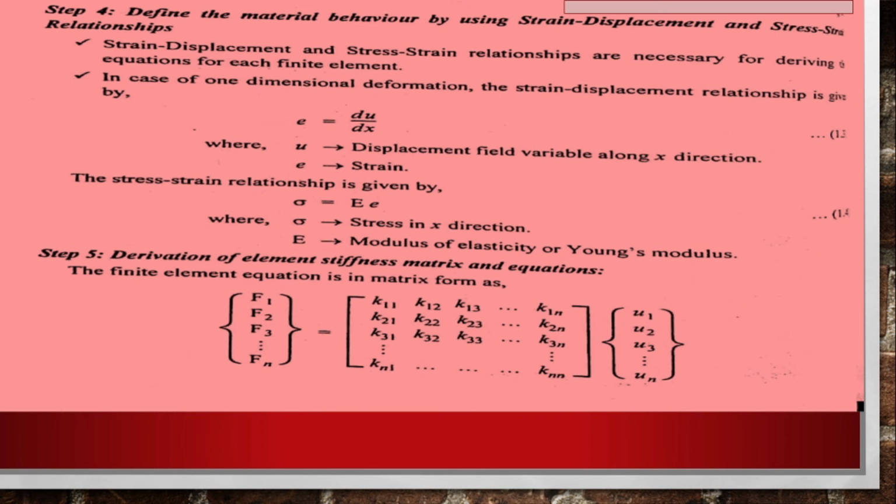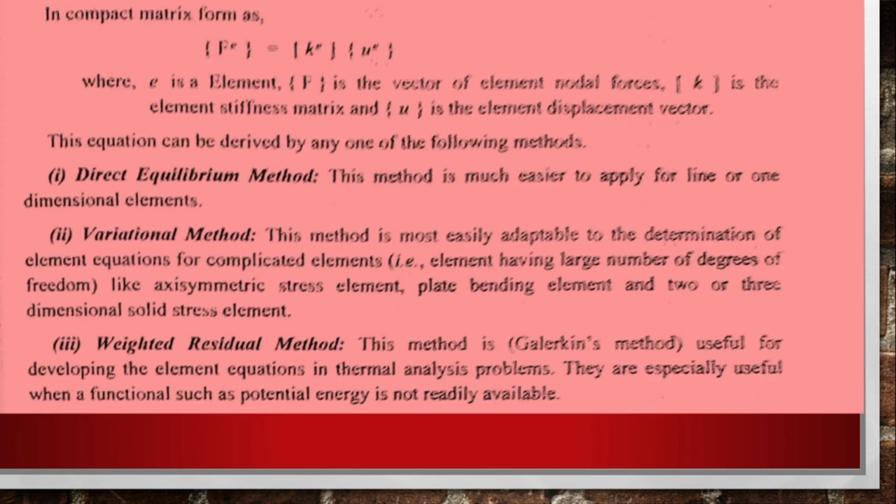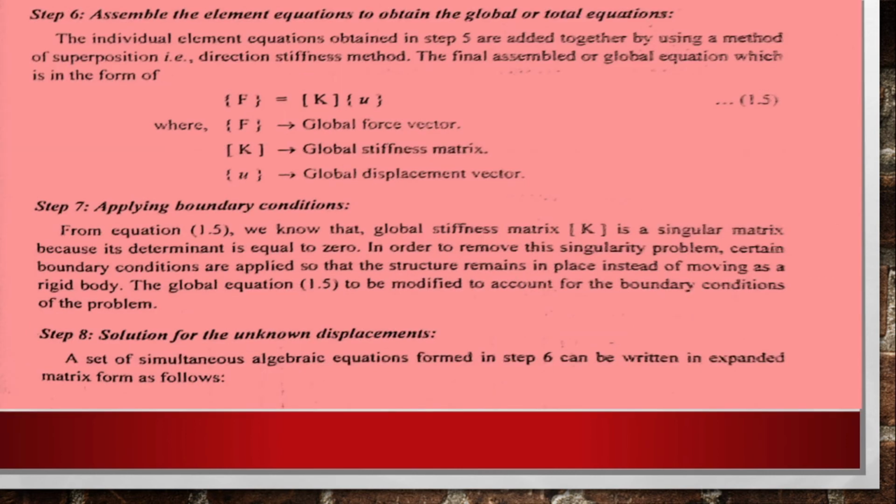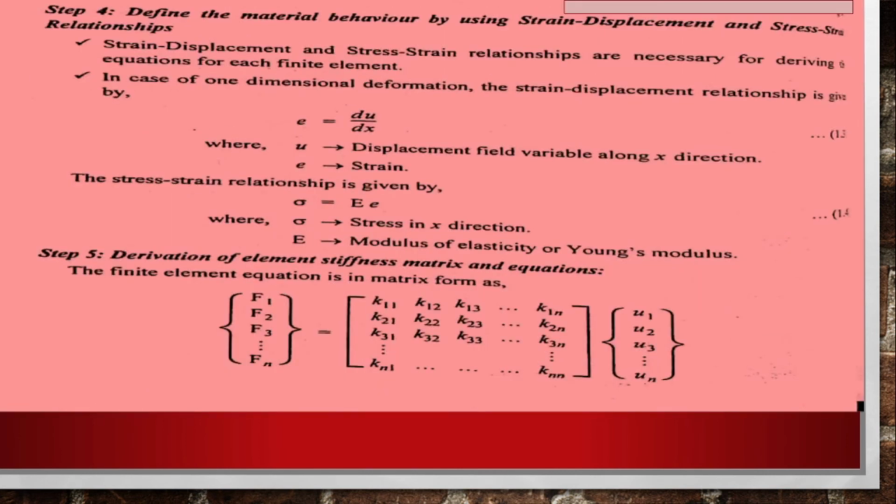Now, derivation of element stiffness matrix and equation. Here, the general finite element equation is nothing but F is equal to K into U. Here, the force or load vector runs from F1, F2, F3 up to Fn.